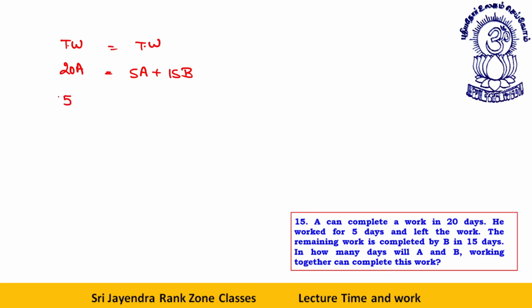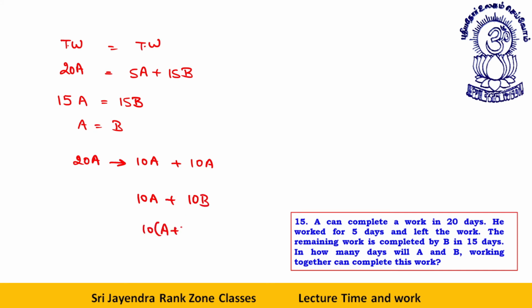So from here, what do I get? 15A is equal to 15B. That means A is equal to B, that is, their speeds are the same. So 20A can also be written as 10A plus 10A. This can further be written as 10A plus 10B. Therefore, A plus B together can do the work in 10 days. Clear? Fine. Let's take the next one.